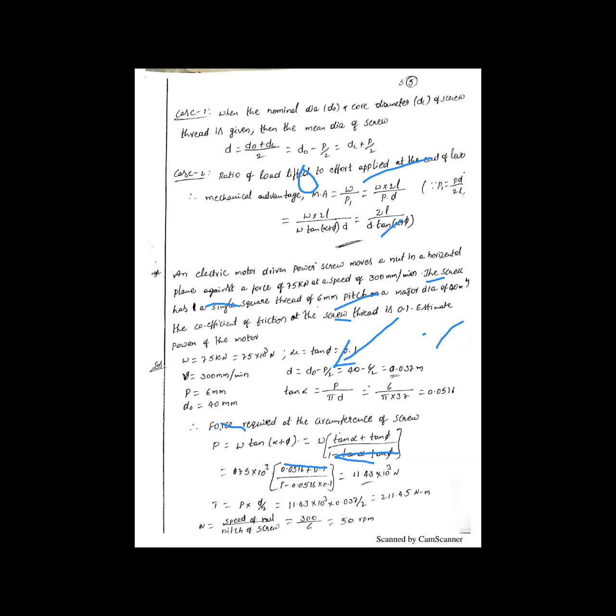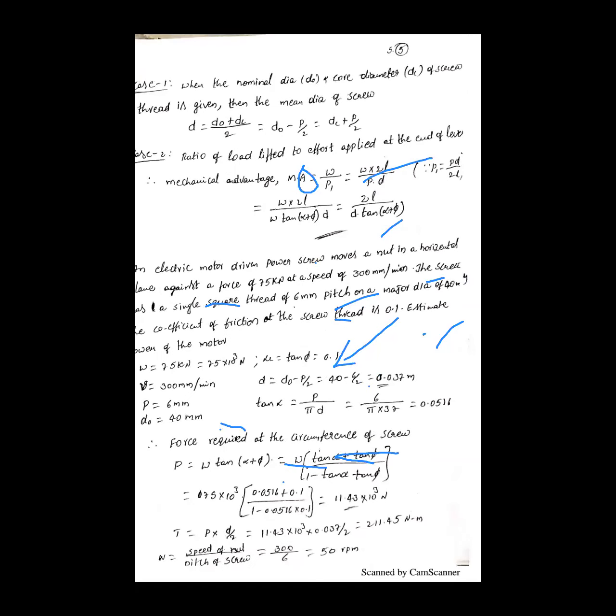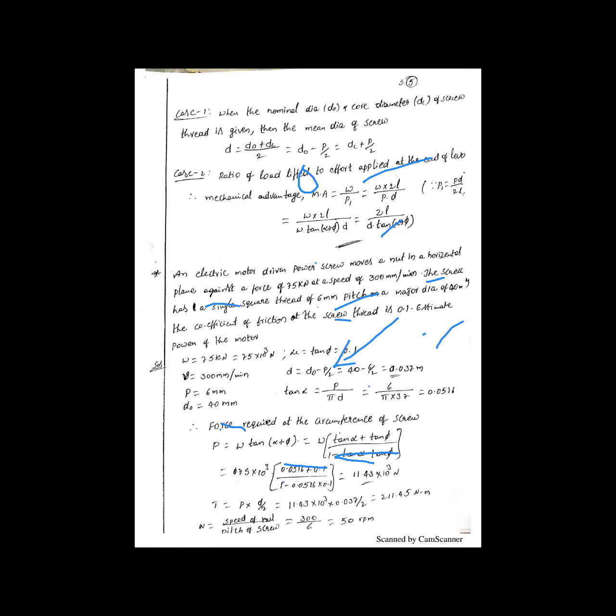And next, the second case: the ratio of load lifted to the effort applied at the end of the lever, therefore mechanical advantage. So what is the formula for mechanical advantage? Load lifted to effort applied. Here, all of you observe that it is W by P1. P1 is P d by 2L.